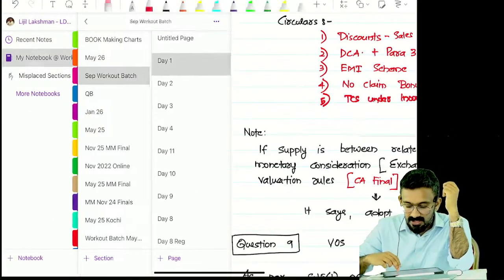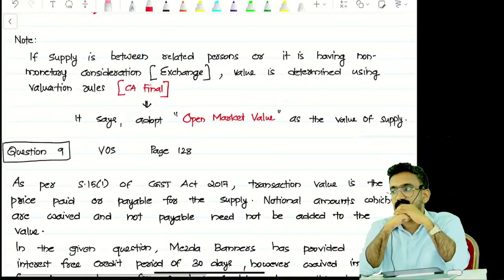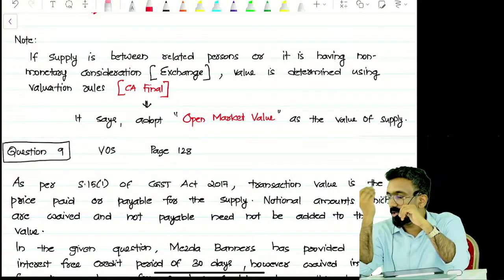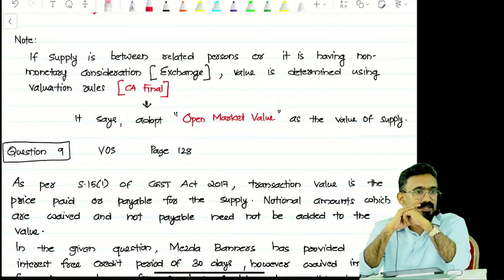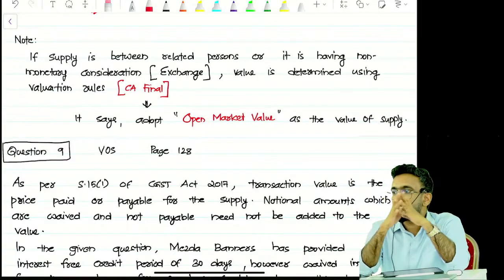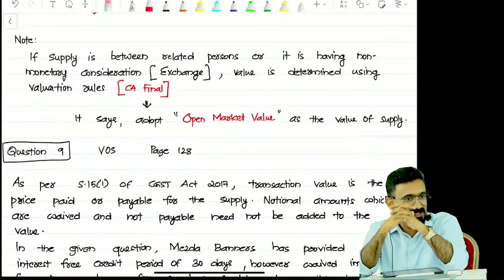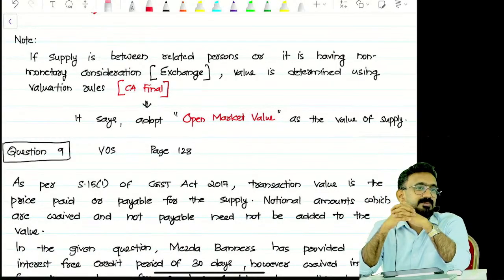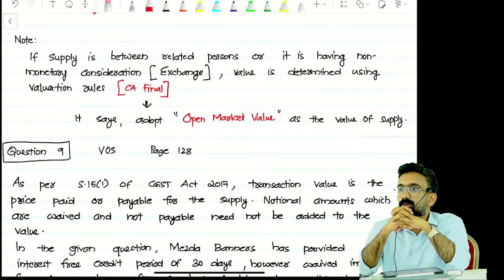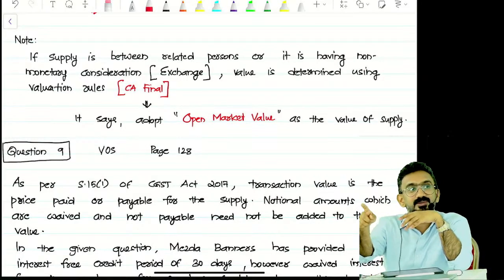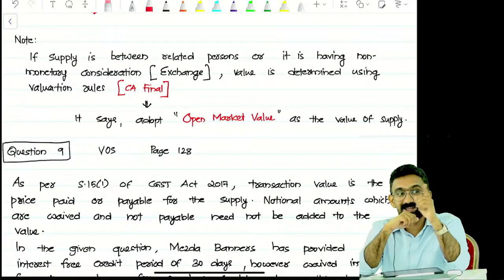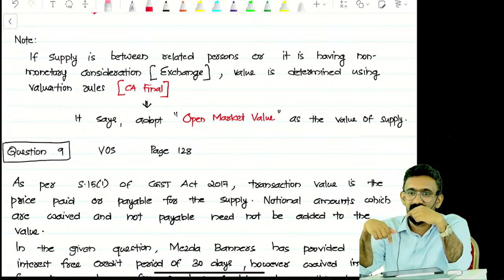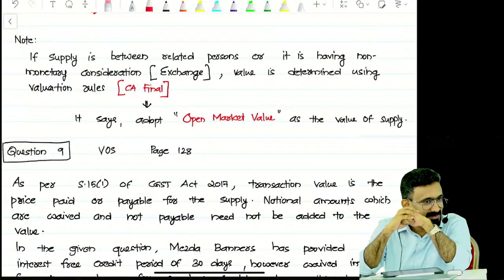What if I don't satisfy the condition? I've written a note here. Can you read from the notes? If supply is between related persons or it is having non-monetary consideration like an exchange, value is determined using valuation rules. Learn only at CA final level. But it says a simple point. What is that point? Take the open market value. Government says that even if you give it to the related person, I want GST on 10,000, the market value. Even if you collect only 7,000, collect another 3,000 worth old phone, I still want GST on 10,000. Right.